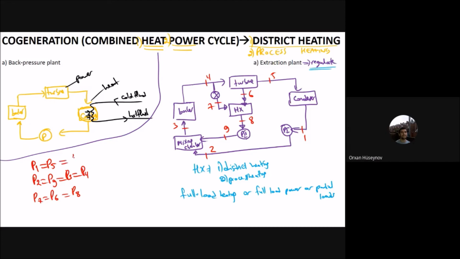Let's assume that this one is 15 megapascal. No, this should be that. Let me just say that P1 and P5, which is the condenser, are 10 kilopascal, and P2, P9, P3 and P4 are 15 megapascal, and the maximum temperature is 600 degrees Celsius, and this one is at 3 megapascal. These are the values that I've just assumed. It depends on the question.